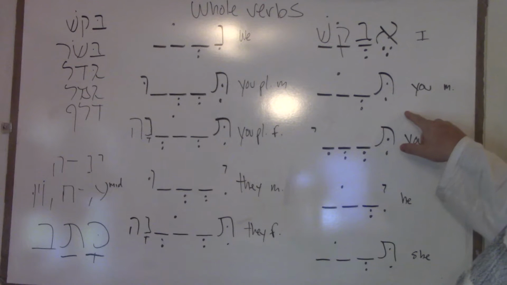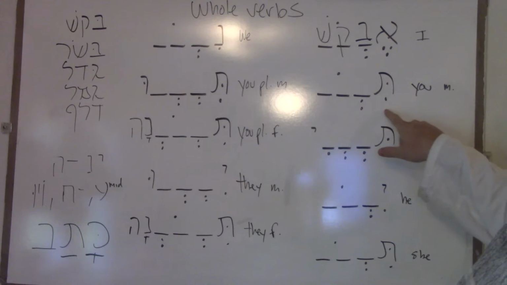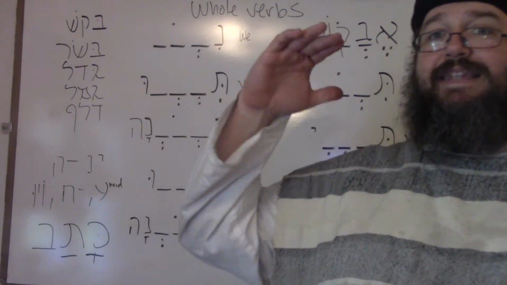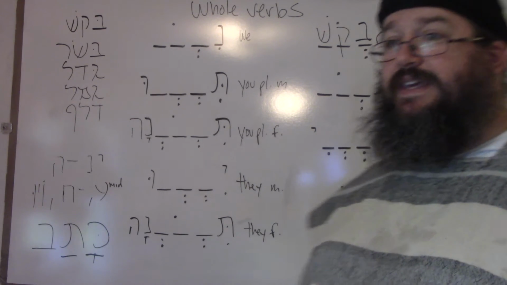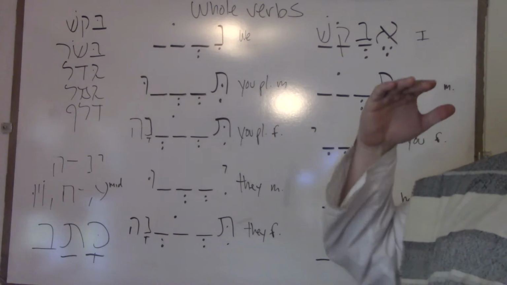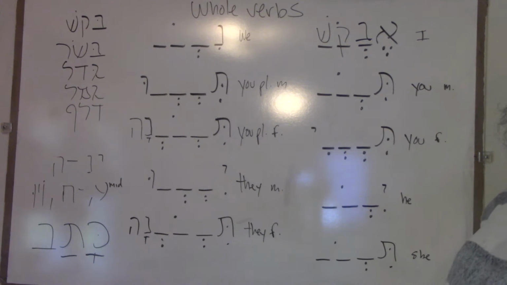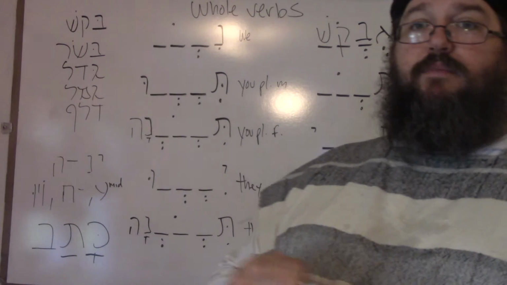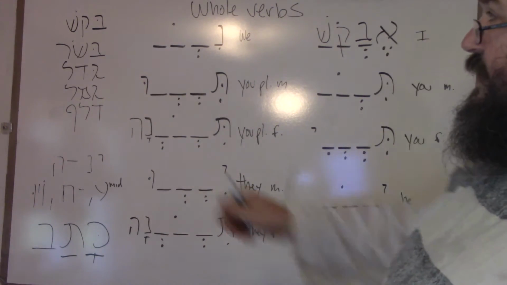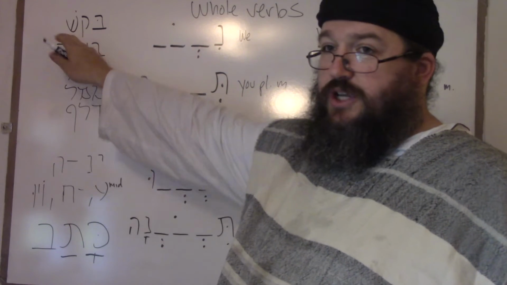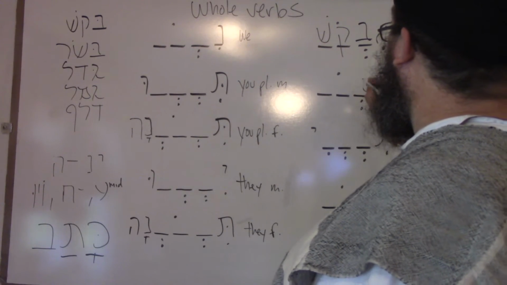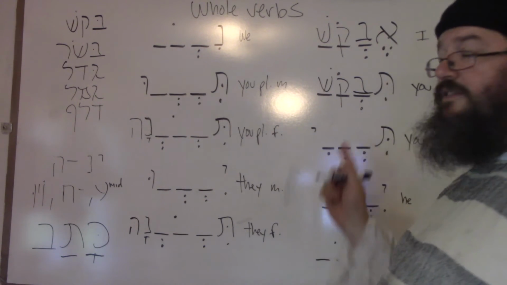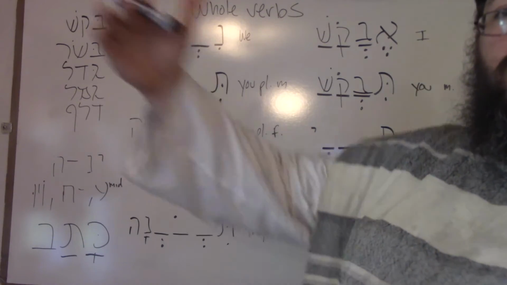The next one we have is you, which is the masculine form. And we see T. T is like we have to think of ata, you. So T makes me know this is the masculine second person form, you. Now we have, once again, the blank spaces which we're going to fill in. We take our root, bet, kof, shin, and we place it in. Bet, kof, shin, and now I have tivkosh. You will seek.